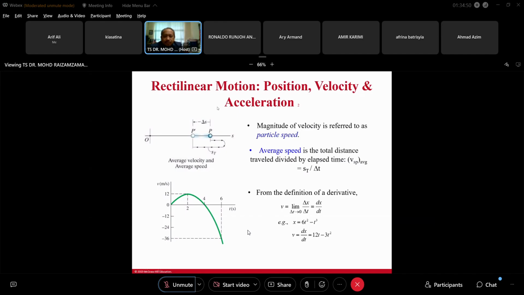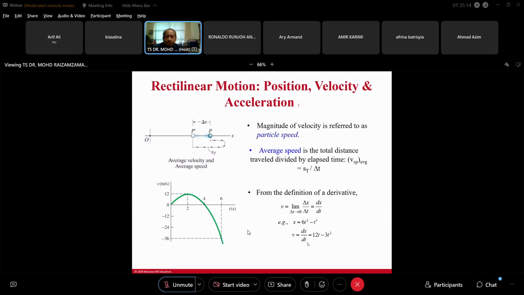So class, the same concept. If you know x, to get the velocity you differentiate the position and you get 12t minus 3t squared. If time is equal to 0, you get 0. If time equals 2 seconds, you get 12, and so on, up to 6 here. So clear? Now you have the velocity.